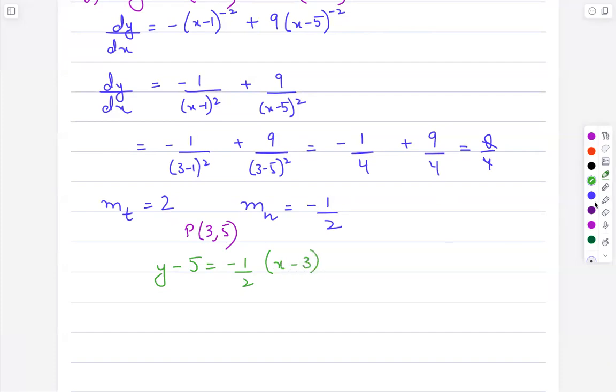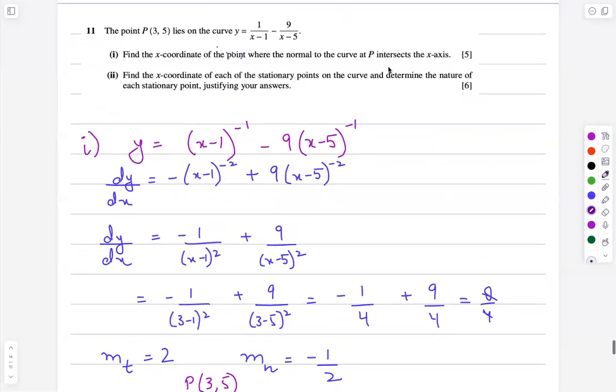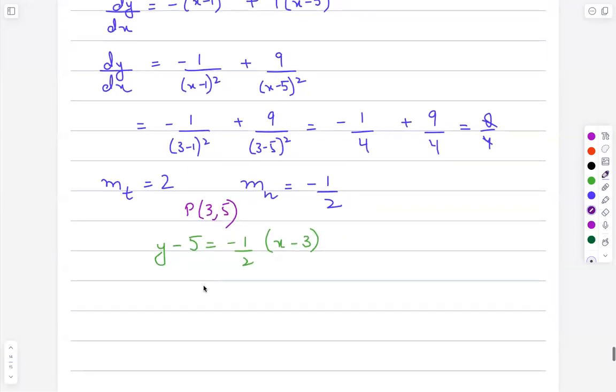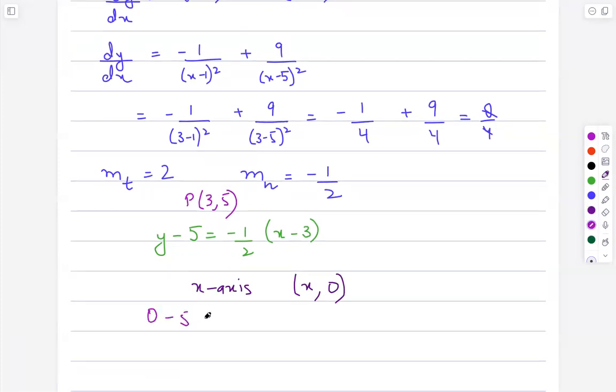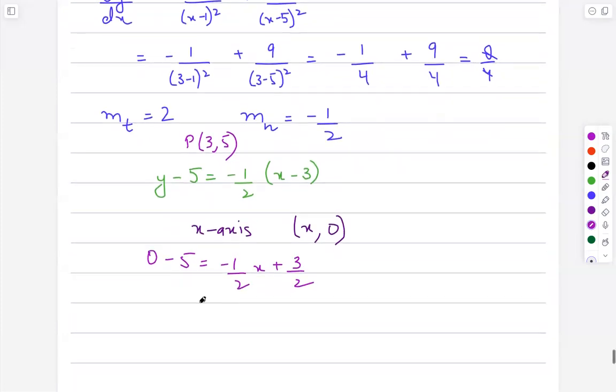Now to find the x coordinate where the normal crosses the x-axis, we know at the x-axis the y coordinate will be 0. So we'll substitute y = 0 into the equation. We'll get 0 − 5 equals −1/2 x + 3/2, multiplying half with x and −3. Simplifying, we'll get −5 − 3/2 equals −1/2 x.